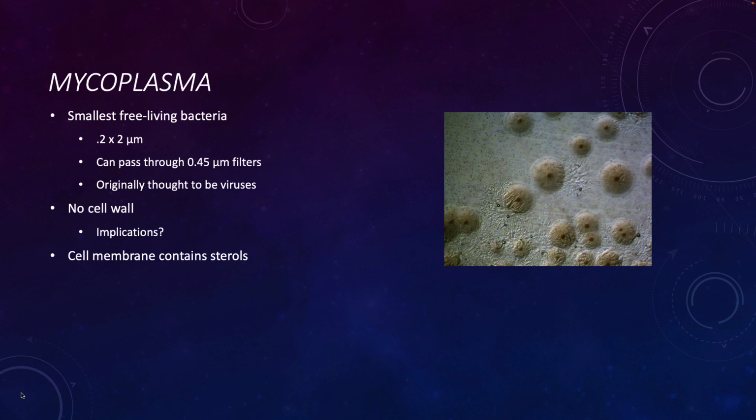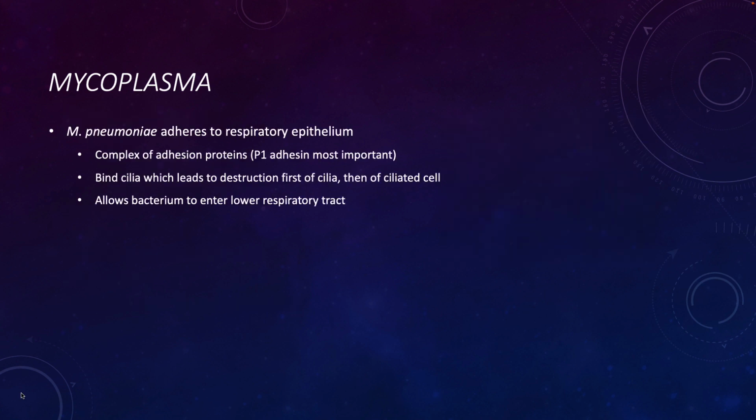Because cells do need some sort of rigidity to help keep them together, the cell membrane contains sterols, and those provide some of that rigidity. They do grow relatively slowly, and they can be aerobes or facultative anaerobes. The most important human pathogen in this genus is Mycoplasma pneumoniae, and it can attach to the respiratory epithelium. Of course, it has some adhesion proteins that allow it to do that.